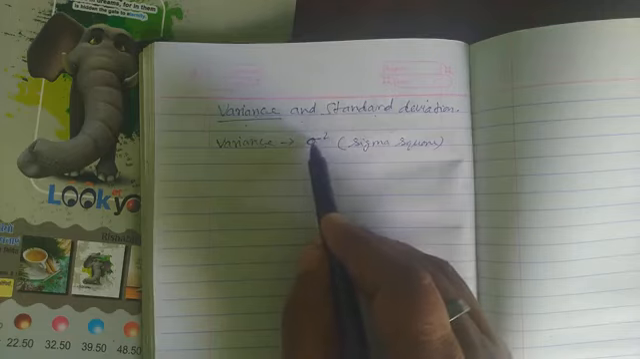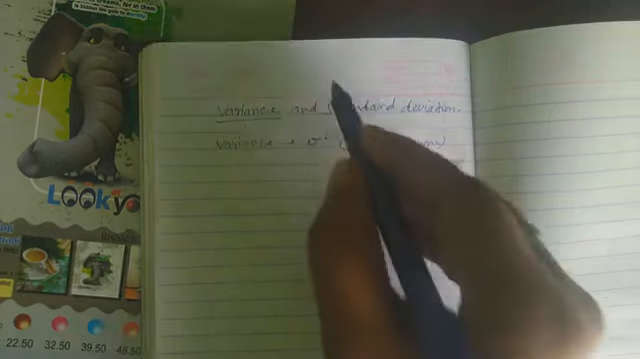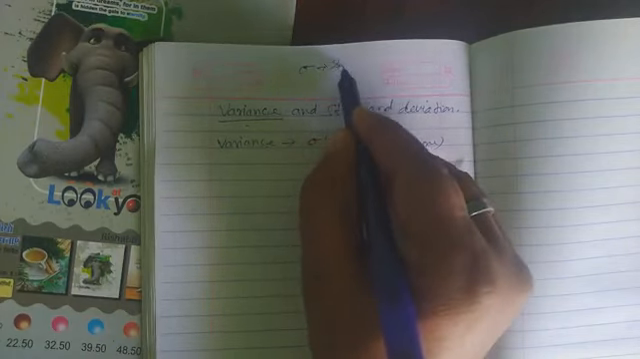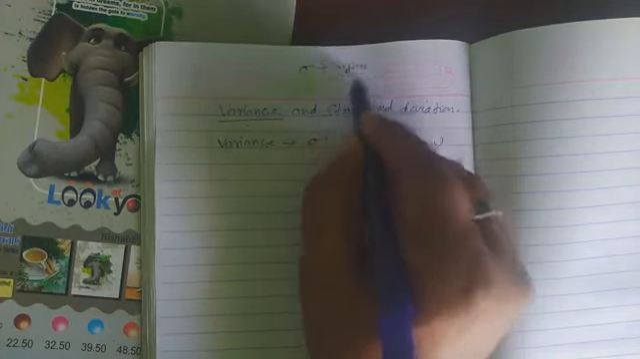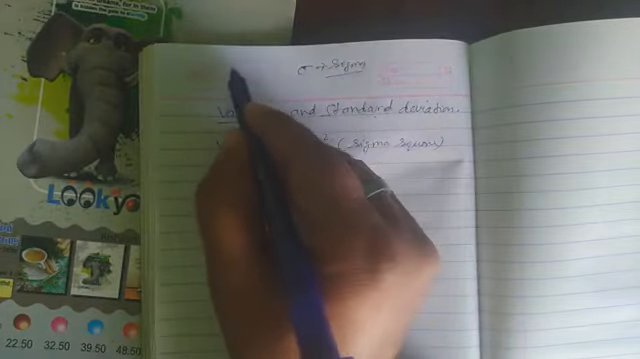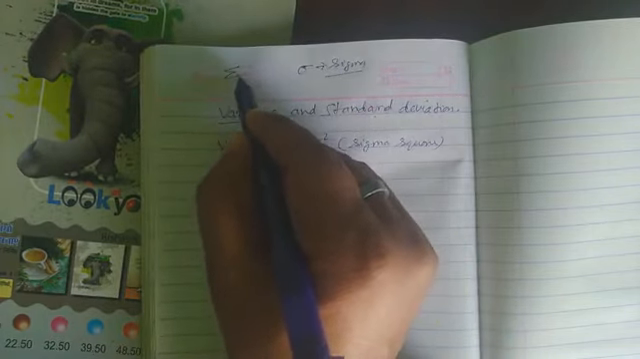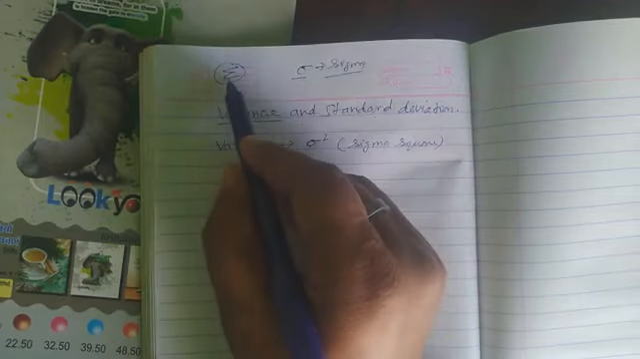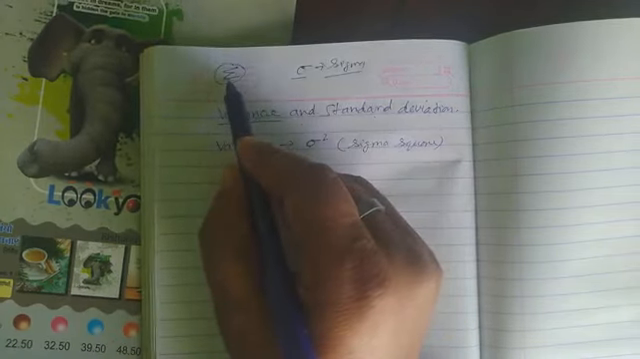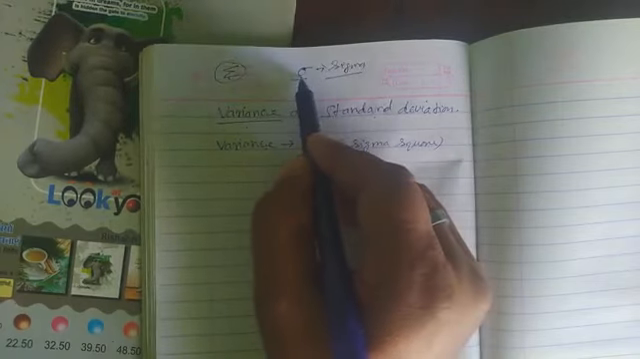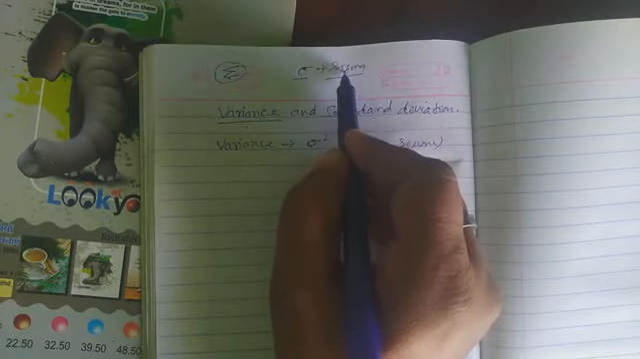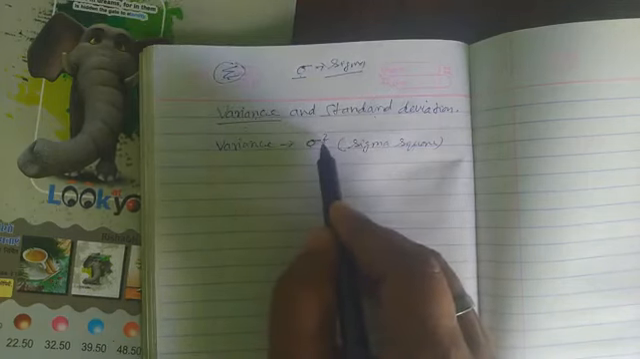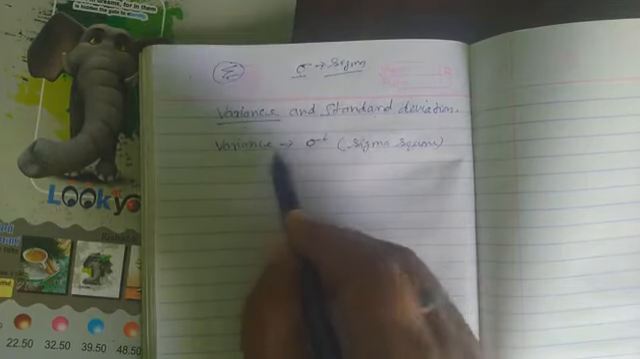The name of this symbol is sigma. Sigma is of two types. This is also called sigma, but this sigma and this sigma are different. This sigma is the summation, the sum of all observations, while this sigma is used as a variance. Sigma square is used for the variance.